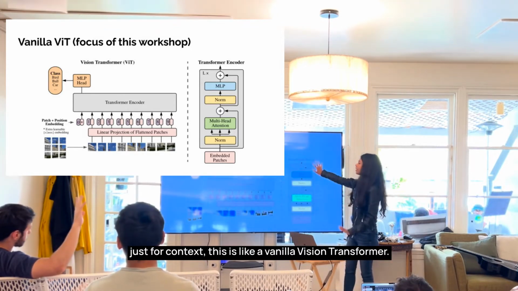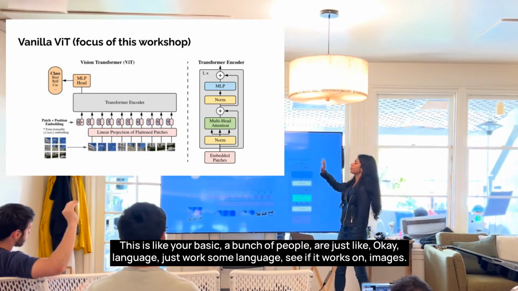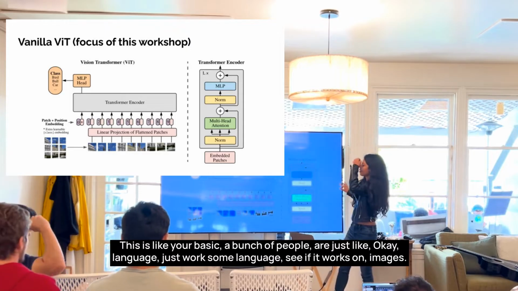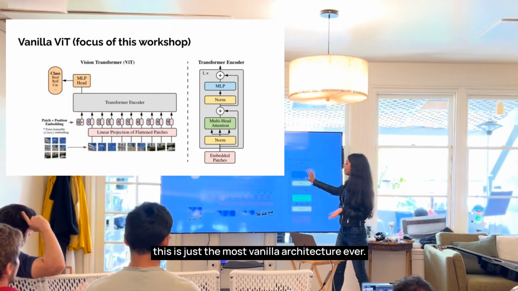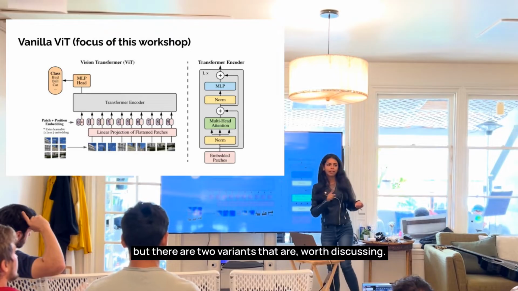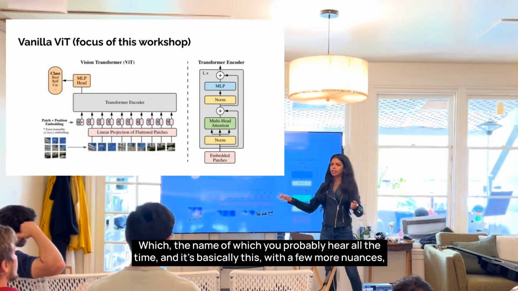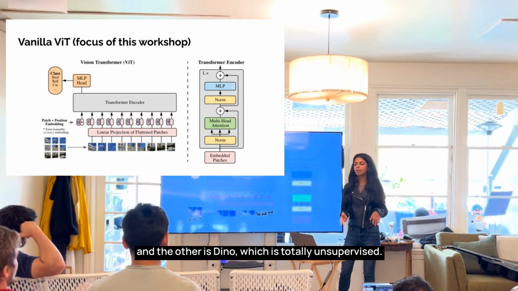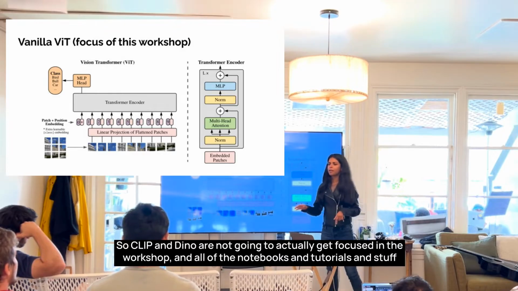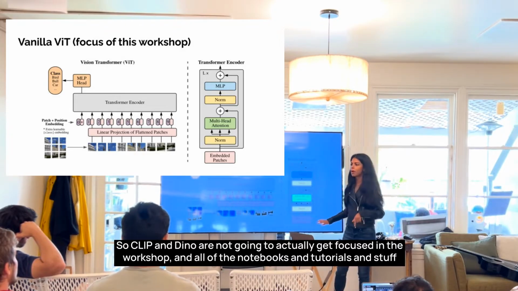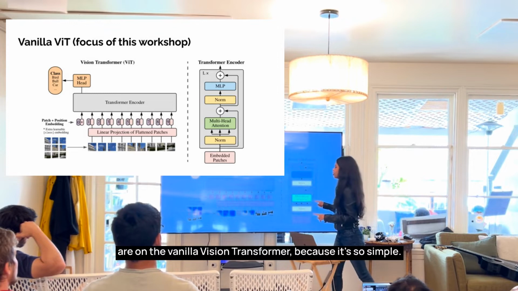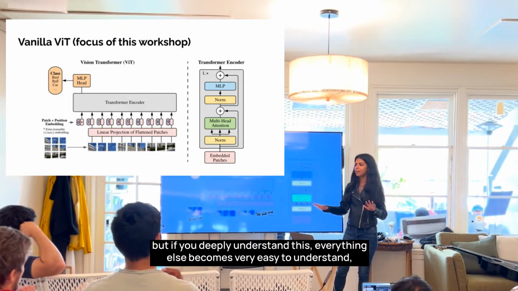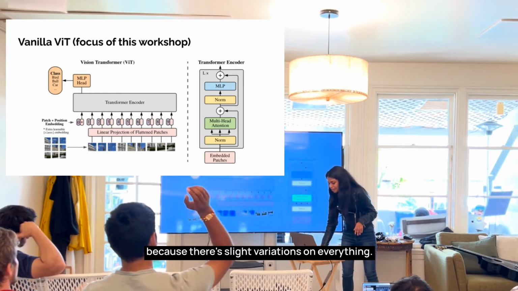Just for context, this is a vanilla vision transformer. A bunch of people said, okay, this works in language, the sequence approach, so let's try it on images, and it does work. This is just the most vanilla architecture ever, but there are 2 variants that are worth discussing. One is CLIP, whose name you probably hear all the time, and it's basically this with a few more nuances, and the other is DINO, which is totally unsupervised. CLIP and DINO are not going to be the focus of the workshop, and all of the notebooks and tutorials are on the vanilla vision transformer because it's so simple. But if you deeply understand this, everything else becomes very easy to understand because they're slight variations on everything.